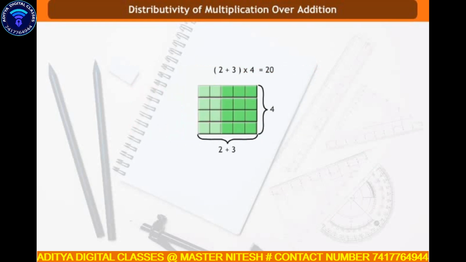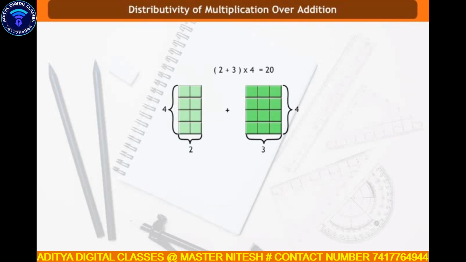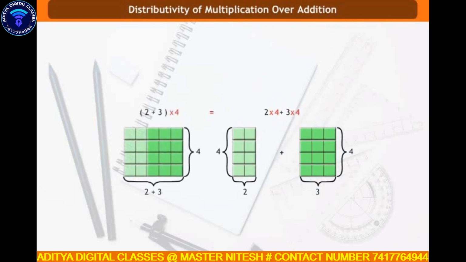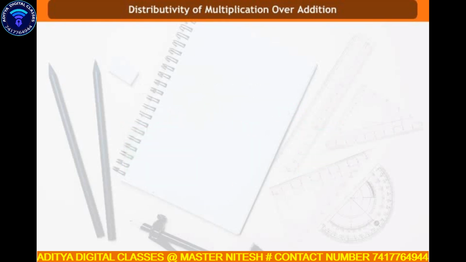From the animation, we can see that the 2 and 3 must both be multiplied by 4. So, we multiply 4 by both the numbers. That is, we distribute the multiplier to each number in the parenthesis. This is called the distributive property of multiplication over addition. Now let us find the product of the two numbers 19 and 45. We use the distributive property to find this product.